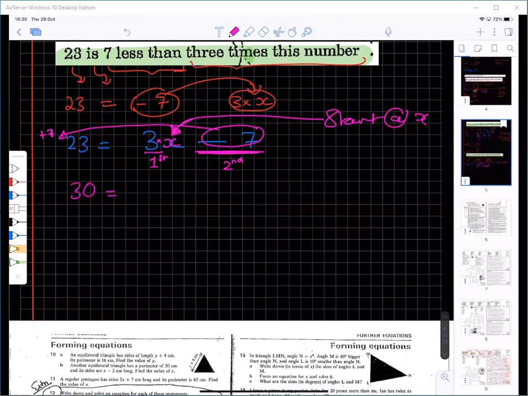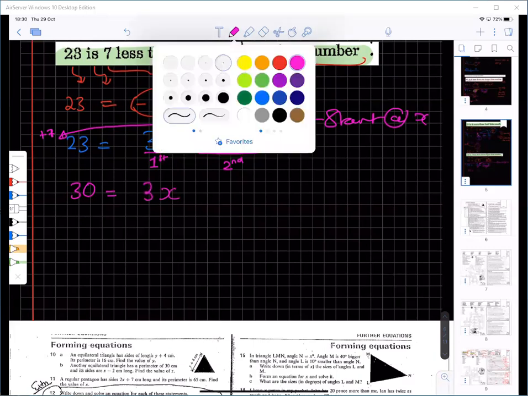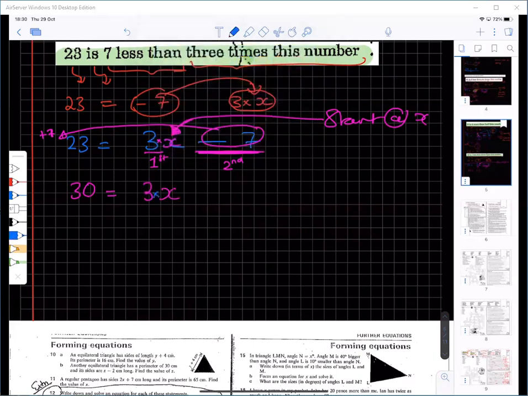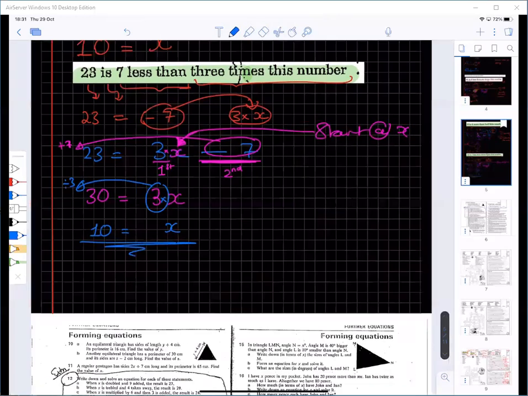Okay, and then what do we do now? We copy down the 3 times x. And what do we move now? We move the times by 3, which is the first action, so we move it last. Opposite of times by 3 is? Divide by 3. That's right. So then x would equal 10. Fantastic, well done.